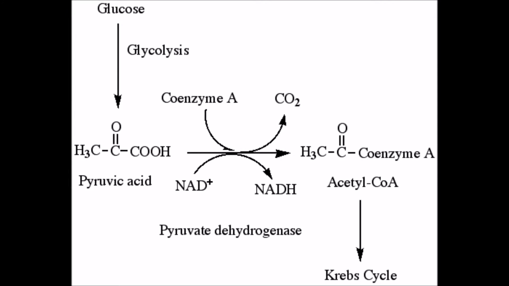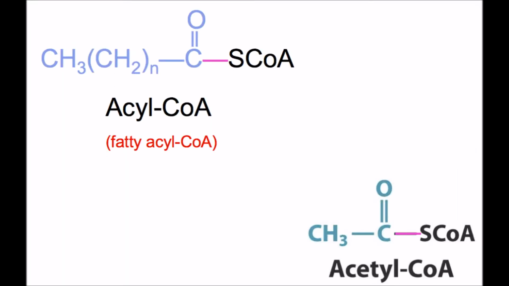Pyruvate dehydrogenase is a large complex made up of many copies of 3 enzymes, E1, E2, and E3. Pyruvate dehydrogenase produces NADH and catalyzes oxidative decarboxylation. This process results in the formation of 2 molecules of carbon dioxide, 2 molecules of NADH, and 2 molecules of acetyl-CoA. Acetyl-CoA is a 2-carbon substrate of the first step in the citric acid cycle. Acetyl-CoA is down 1 carbon due to the decarboxylation resulting in CO2.